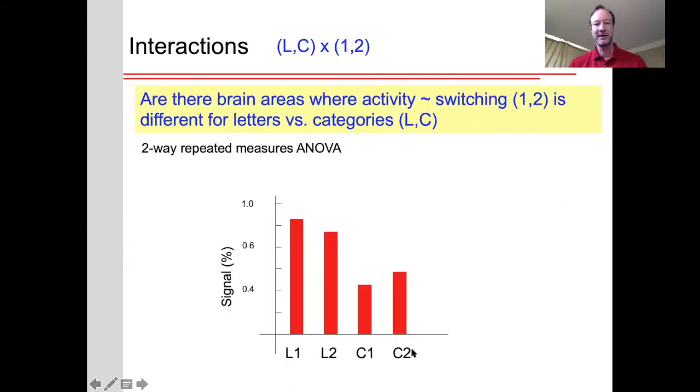We can also be interested in interaction effects. This could be, for example, within each individual subject. That is, are there brain areas where the activity during the switching condition, where you have to switch between two letters or two categories versus just a single one, is different for the letter versus category conditions? This is sometimes known as a two-way repeated measures ANOVA. You can see in this particular condition, we see slightly greater activation in a single letter versus two letters, but slightly greater activation for two categories versus one category in this particular brain area.